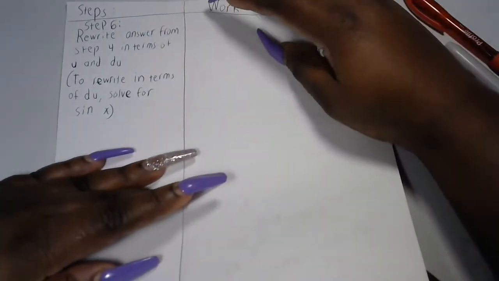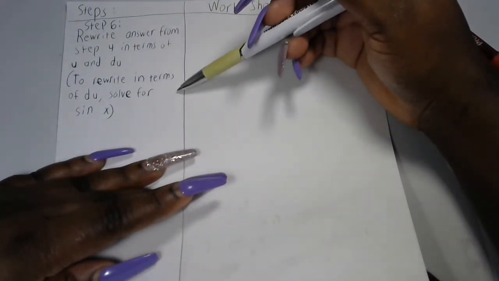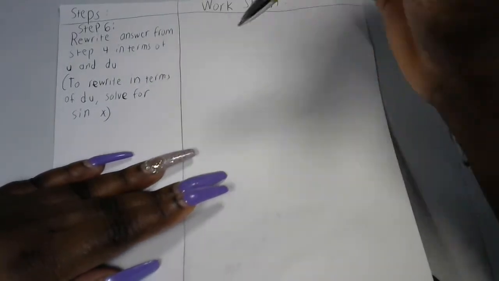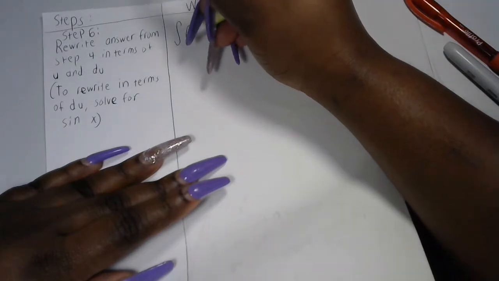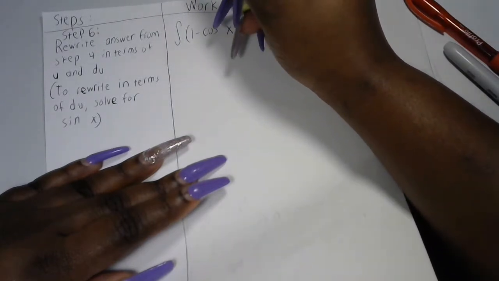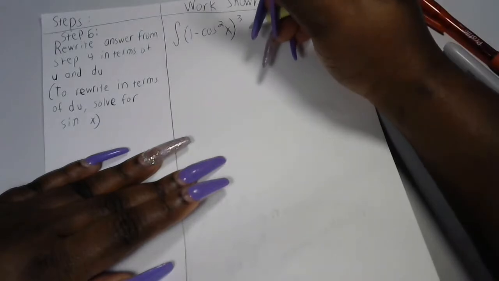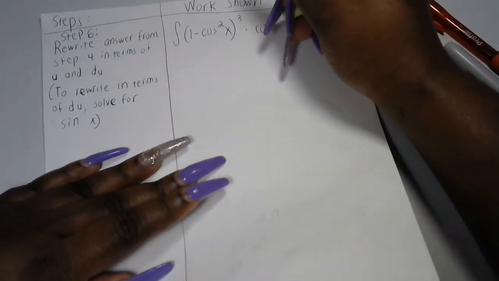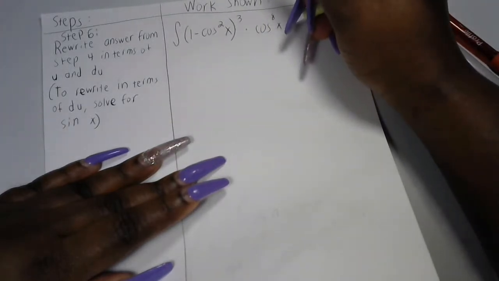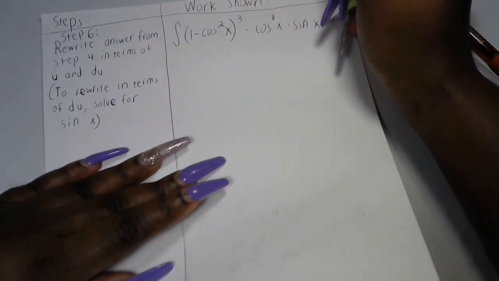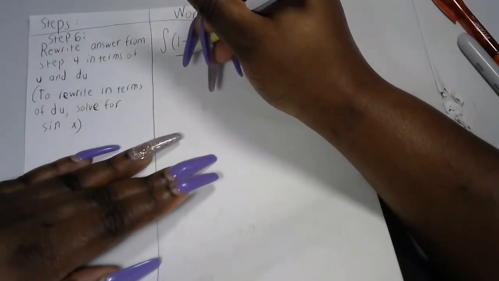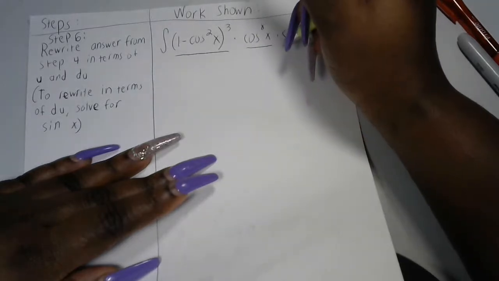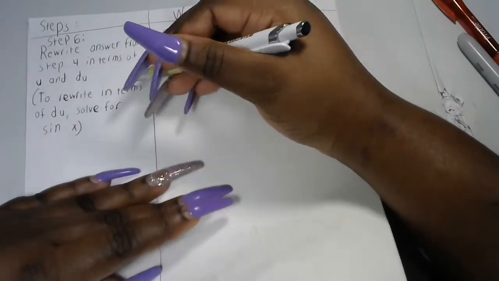To rewrite in terms of du, we just solve for sine x. So let's rewrite what we had from step 4, which was 1 minus cosine x squared to the 3rd power times cosine x to the 8th power times sine x dx. We're going to take each of these terms and rewrite them in terms of u and du.